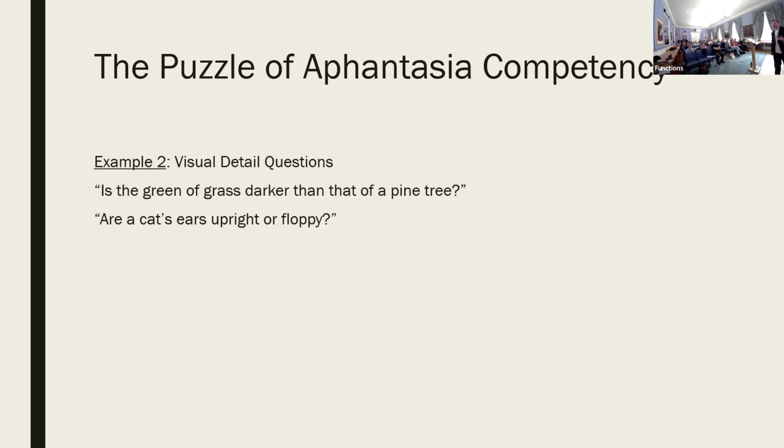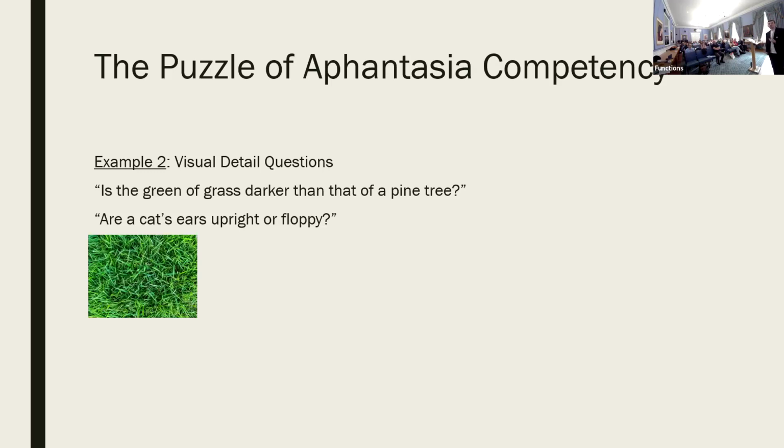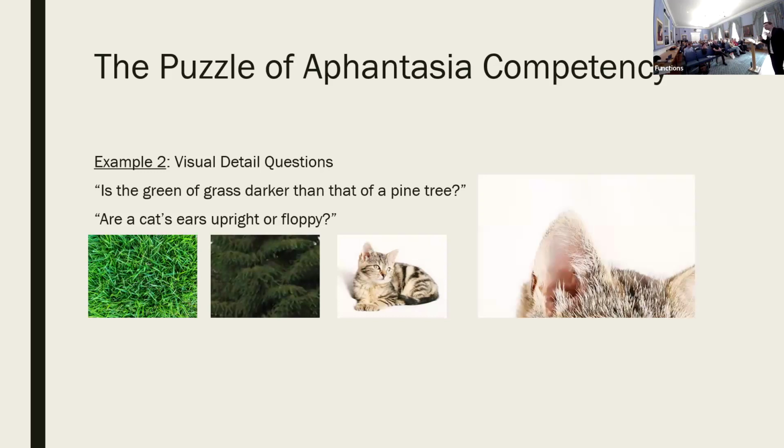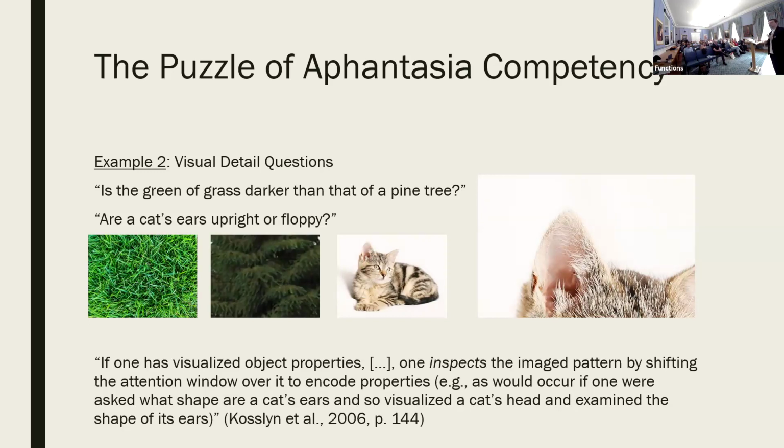But with respect to the first question with the different shades of green, most people would probably visualize grass and then visualize pine trees and then sort of read off the description of the mental image, or so it seems, right? And with respect to the question about the cat's ears, well, maybe you visualize a cat, and then because you're specifically interested in the ears, you zoom in on your mental image. And some of you might find that strange, but this is actually how Stephen Kosslyn, one of the most important people in mental imagery, describes it in his book, The Case for Mental Imagery.